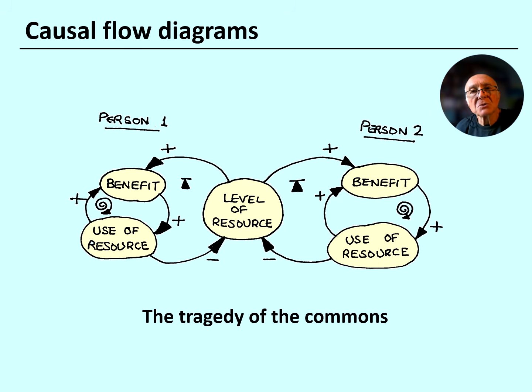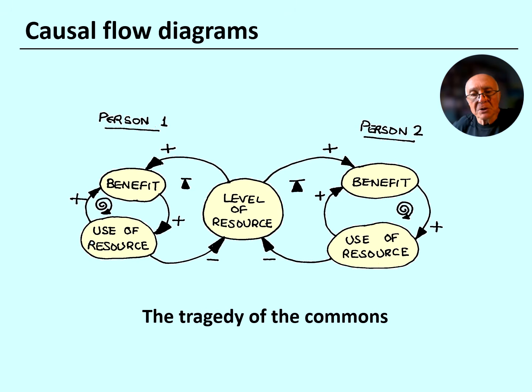But of course, as the use of the resource goes up, then the level of the resource available may actually start to go down. So as the use goes up, the level goes down. It's an inverse relationship, and I indicate that by a minus sign. As the level of resource goes down, the benefit goes down. Direct relationship, positive sign. Now that loop, use of resource, level of resource, benefit, use of resource, is a stabilizing loop, because what happens is that it will tend to level out in time.